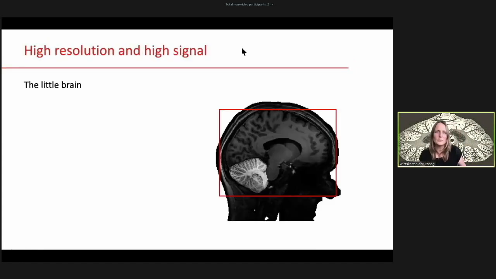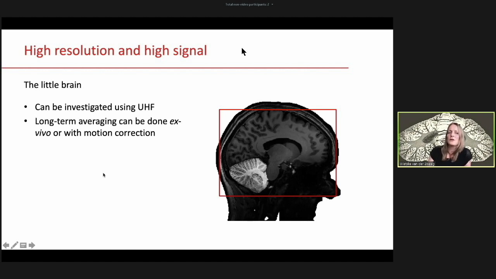So just to summarize all that, high resolution and high signal are very important to properly bring the little brain into focus and to achieve an imaging coverage like this. Simply extending your slices is a very, very good step to start with, but maybe it's not quite enough. Having ultra high field helps you because you get more SNR, and that pays off in getting that higher spatial resolution. You can achieve very long averaging times ex vivo, of course, but also with motion correction, maybe giving you the room to acquire from the same subject for longer to still have enough SNR to bring your small anatomical details properly into view.